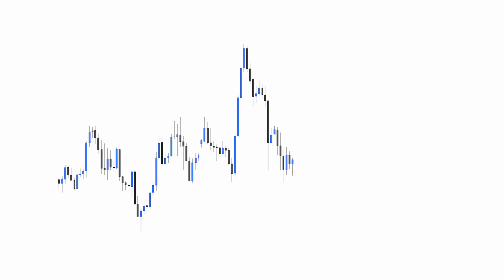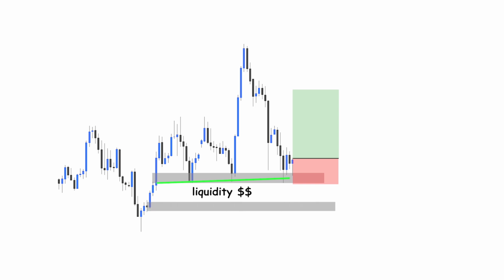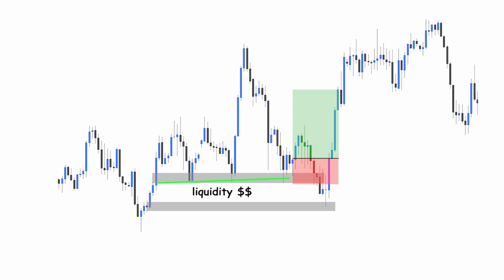In this example, retail traders place their buy orders at this support level, expecting the price to go up. But banks and market makers see this area as a liquidity zone, filled with pending orders and stop losses. To take advantage of this, they push the price down, triggering stop losses and filling their own buy orders at the best price. However, it's not just retail traders who get liquidated. Some banks and institutions also get stopped out if they were on the wrong side of the trade. Once enough liquidity is collected, the market reverses and moves higher.